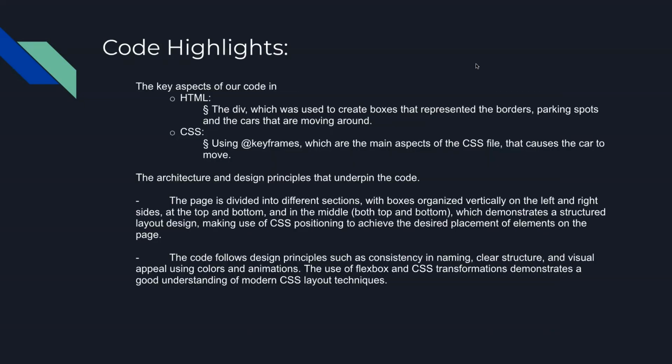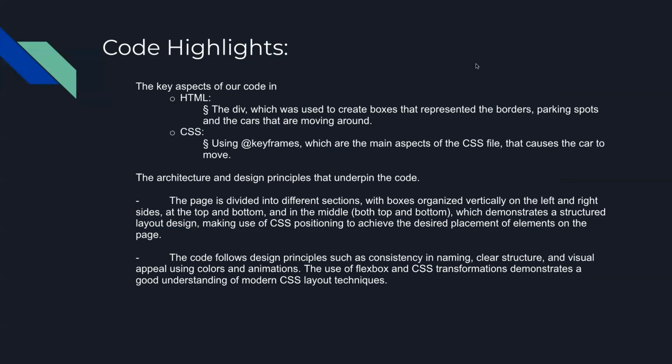So moving on to the code highlights, some key aspects of our code. In terms of HTML, we utilize the div tag to create boxes to represent the borders, parking spots, as well as the cars that are actually moving around in the parking lot. And in terms of CSS, we utilize keyframes that represent each car's specific animations, such as move up, move right, as well as the parking animations themselves.